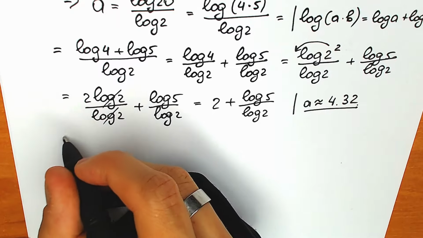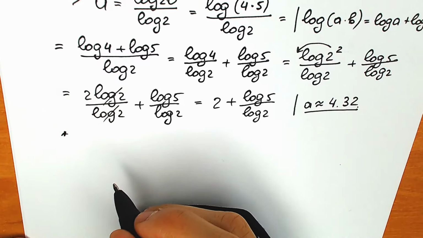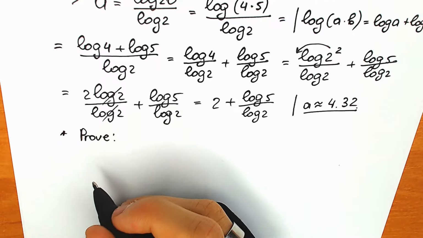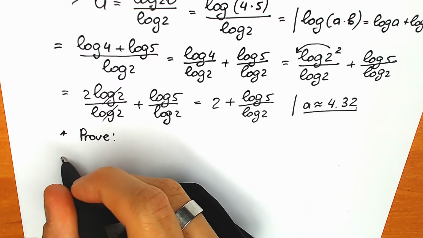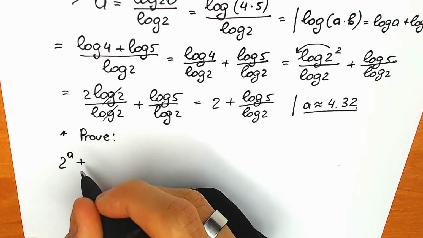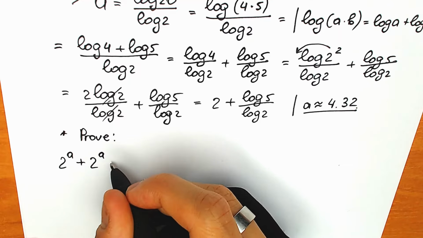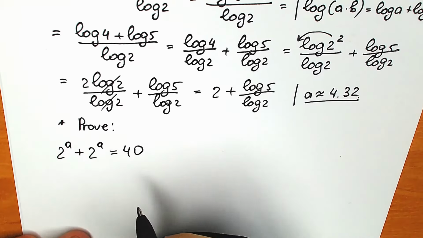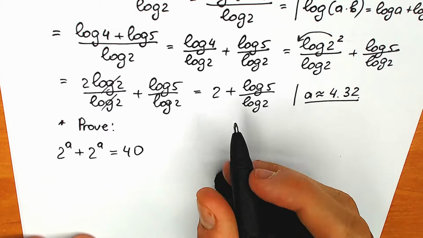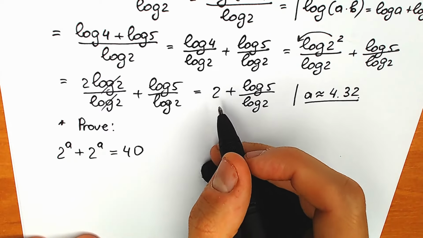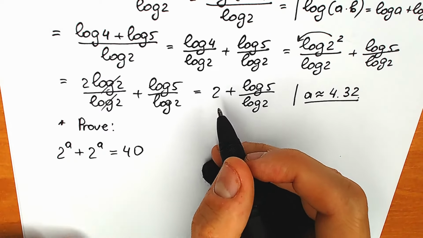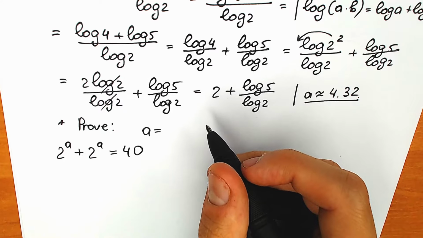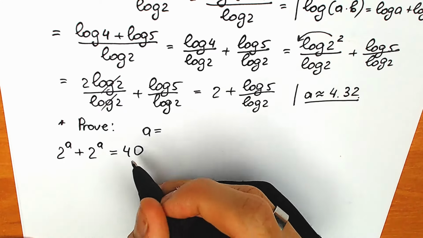So our second step is to prove, to check this root. What do we have right here? We have 2 to the power a. This is our question from the beginning: 2 to the power a plus 2 to the power a equal to 40. Let's check this root right here. First of all, this expression can be written in a different way. Of course this is our answer, but I suggest you choose another variant. How can you prove it?